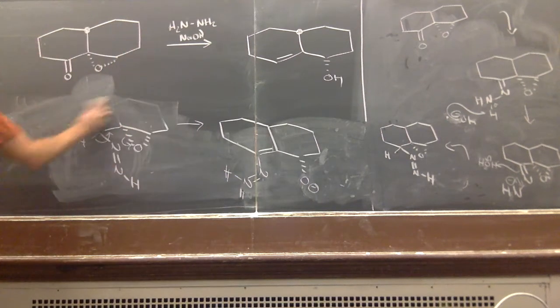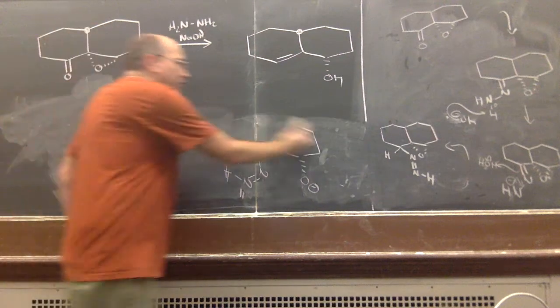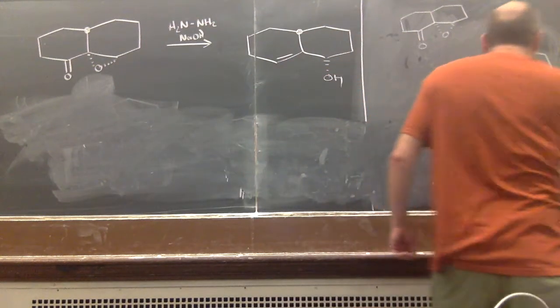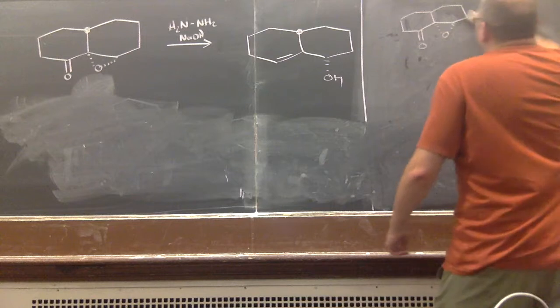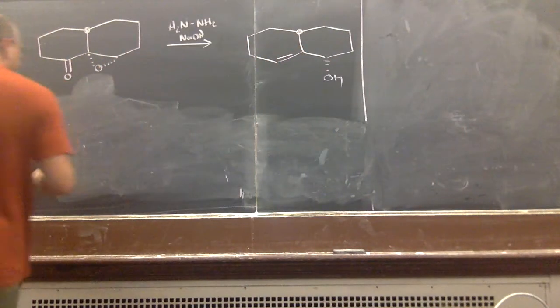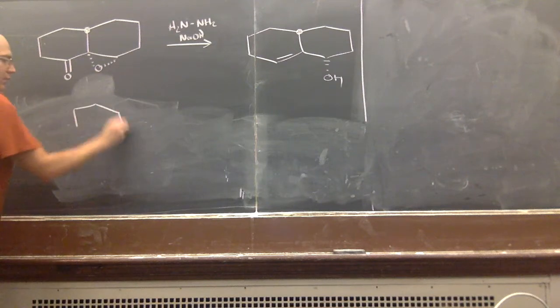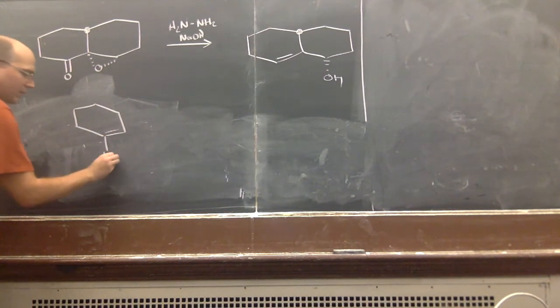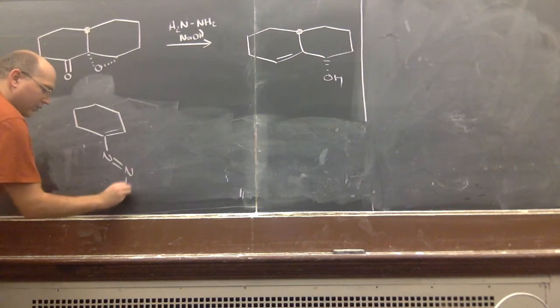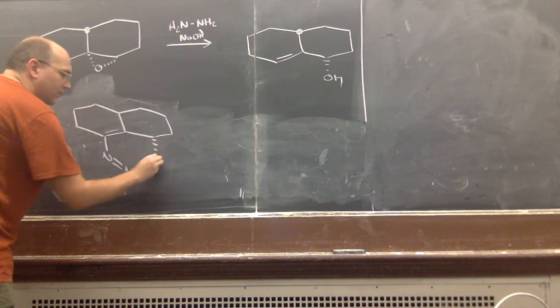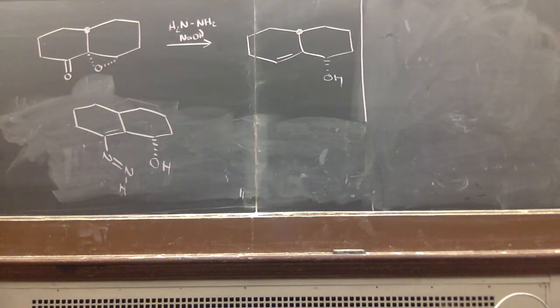Okay. Now, one of the things about a Wolff-Kishner, the final step should be fairly easy. I'm actually okay with this mechanism. There's a few other ways that you can do it, but that's probably fine. In both cases, we got to a molecule that looks something like that, right?